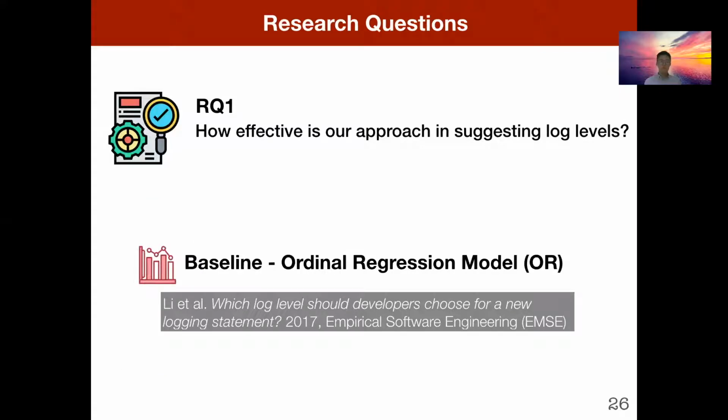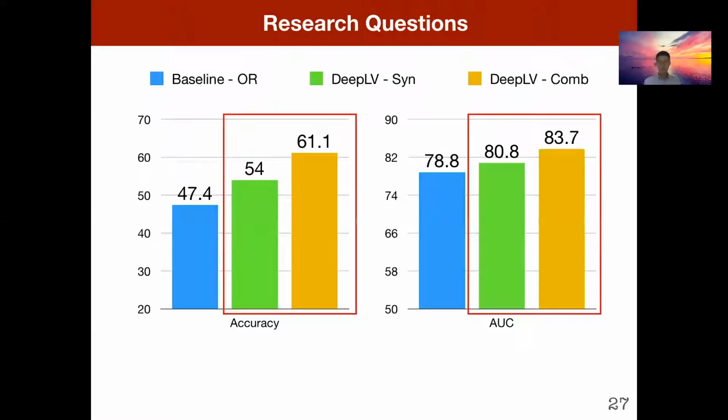For RQ1, how effective is our approach in suggesting logging levels? We compare the results of our approach with the prior work, using an ordinal regression model to suggest the log levels, which is the state-of-the-art in suggesting log levels. The right 2 bars show the accuracy and AUC score of our approach, using the syntactic context and combined features, respectively. And the blue bar shows the results of the baseline.